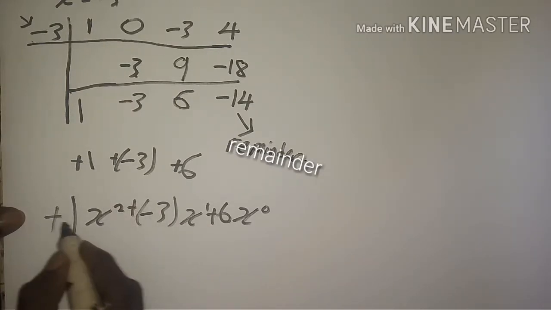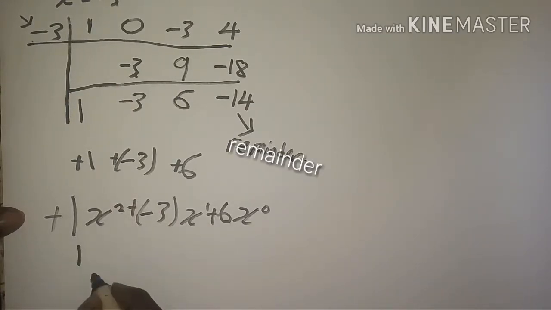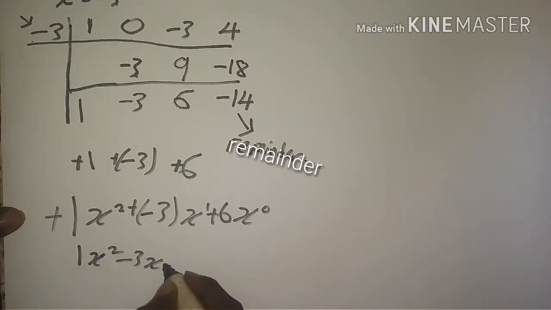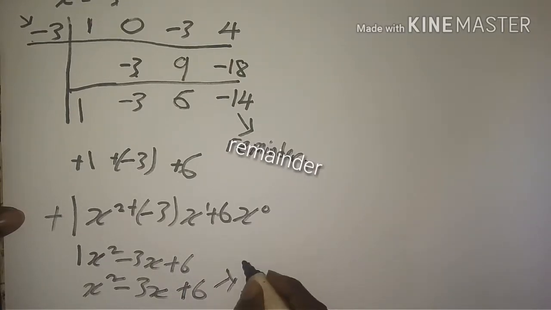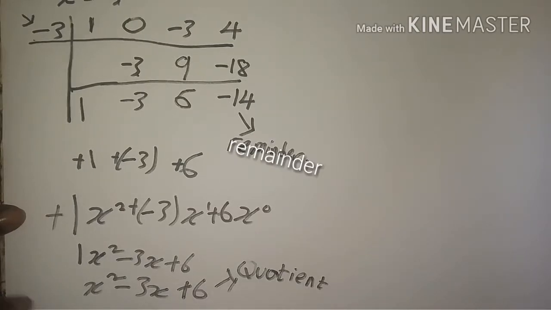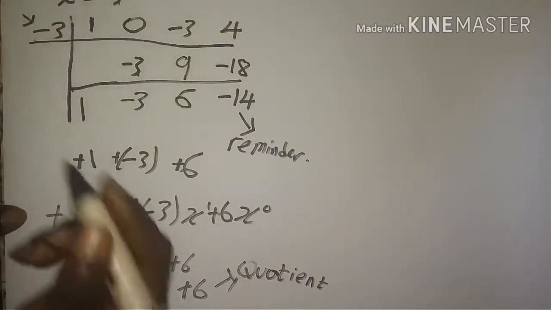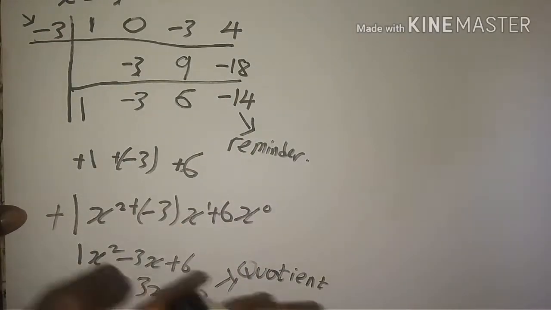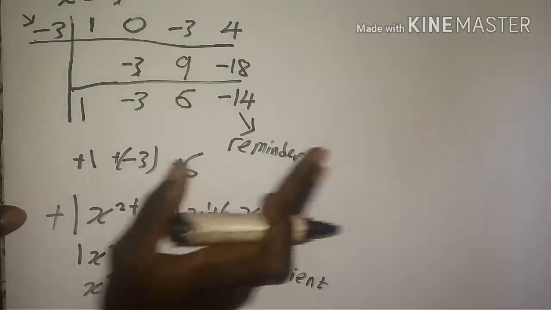Then if you write this, you would get 1 x squared minus 3x plus 6, which is x squared minus 3x plus 6. This is your quotient. This is what you get when you divide, the quotient. If you know the long division method already, if you try this, you would say that you get this as the remainder and this as the quotient. It is very simple and very fast.